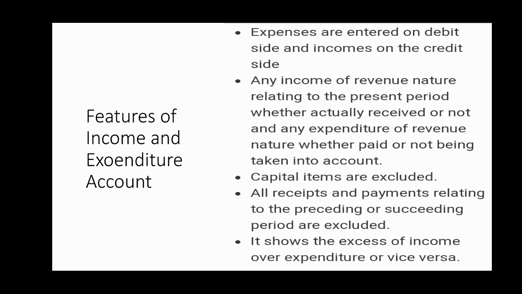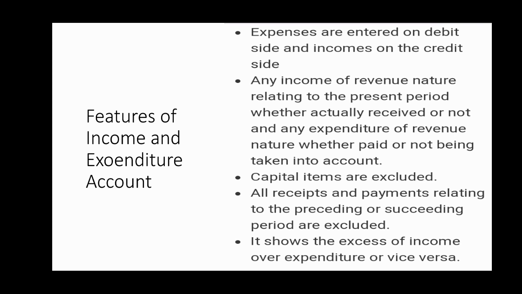Now some features of the income and expenditure account. Expenses are entered on the debit side. We know that according to the nominal account, all expenses will be shown on the debit side and income on the credit side, because the income and expenditure account is also a nominal account. So by the rules of the nominal account, all expenses and losses of the current year of revenue nature we must show on the debit side, and income of the current year will show on the credit side.